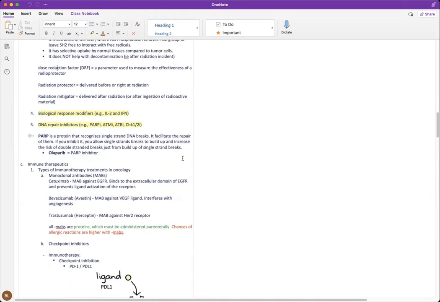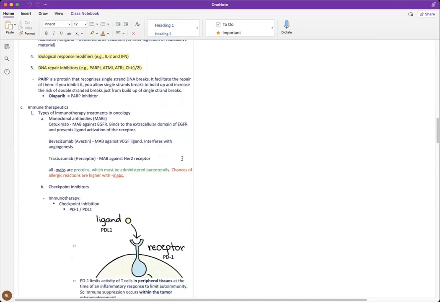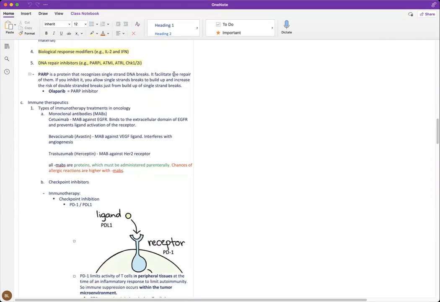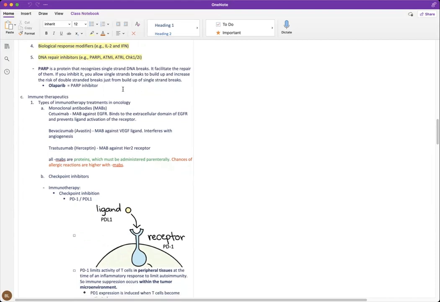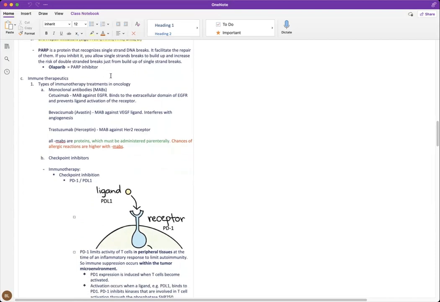And that's all. Biologic response modifiers, IL-2 and interferon, nothing new to say. DNA repair inhibitors. I think all I wrote about was PARP, which we already talked about last time, but it recognizes single-strand DNA breaks, facilitates repairing them. So if you inhibit it, you allow single-strand breaks to build up and increase the risk of double-strand breaks just from the buildup of single-strand breaks.